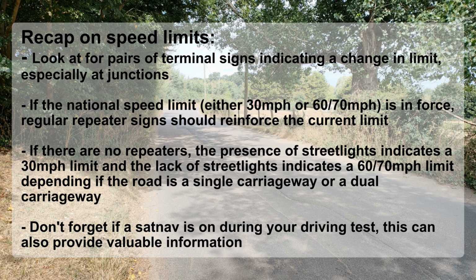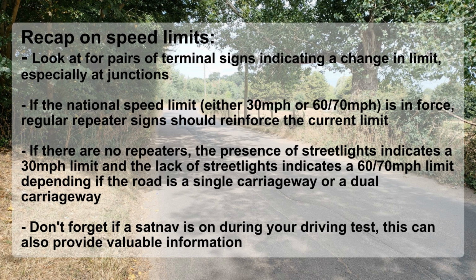And if you haven't seen any kind of signage at all for a little while, then you need to start falling back on looking at the street lighting. Are there street lights there? In which case a 30 mile an hour speed limit probably applies. And if there aren't any street lights, then if we haven't seen repeaters for a while, we would assume that the national speed limit of 60 miles an hour or 70 miles an hour, depending on whether it's a single carriageway or a dual carriageway, would apply.